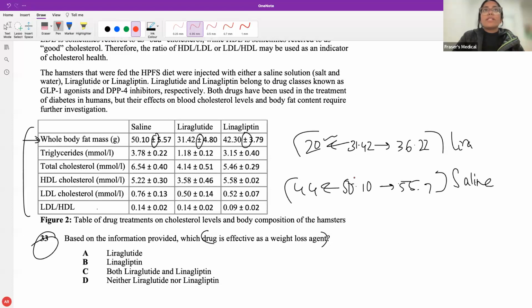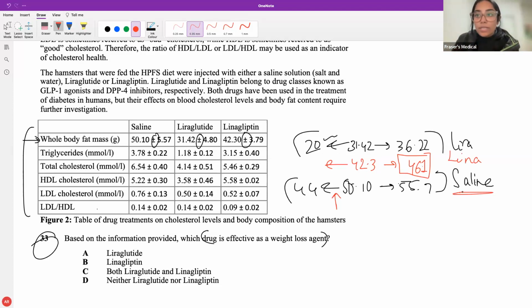However, if we look at, for instance, linagliptin, 42.3, and we're adding, let's say, 3.8, so that would be roughly 46.1. But can we see that 46.1, which is a potential impact of linagliptin, will lie within this range of saline? It lies within the range of the numbers within saline.